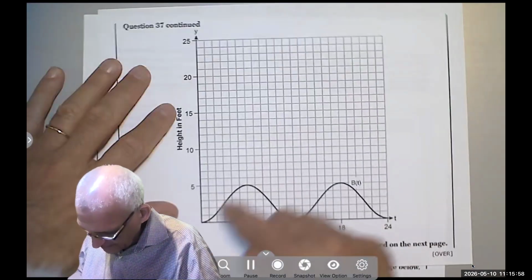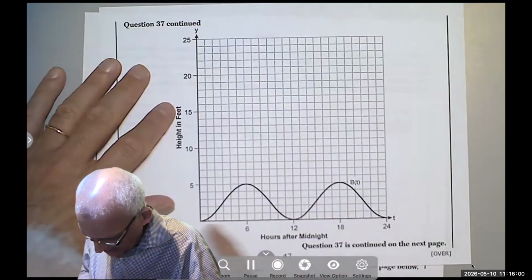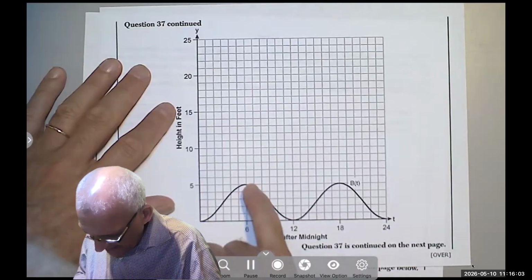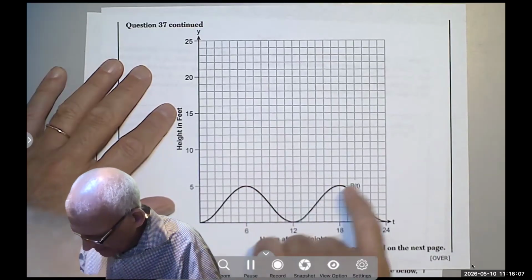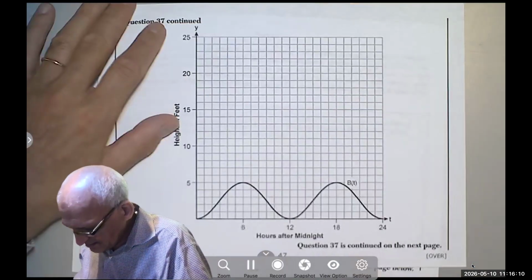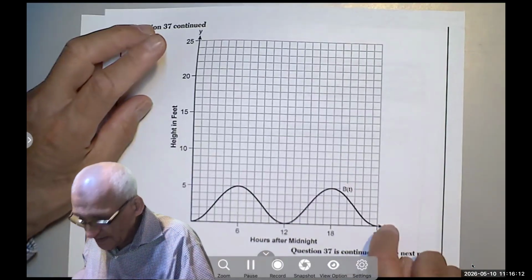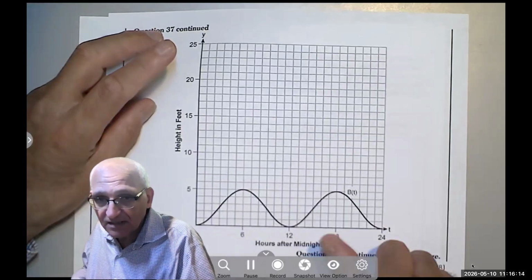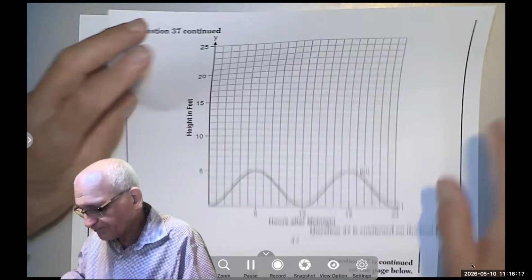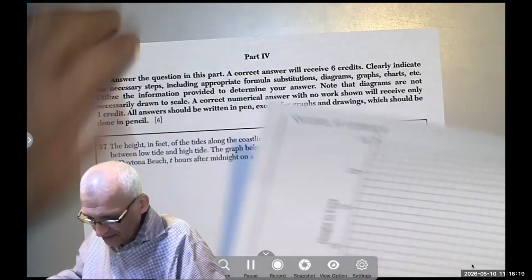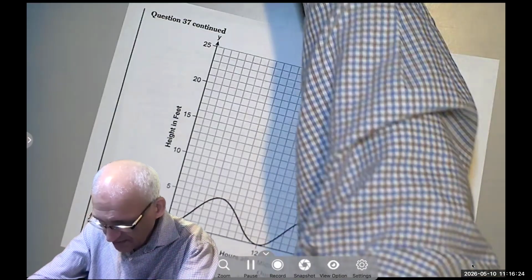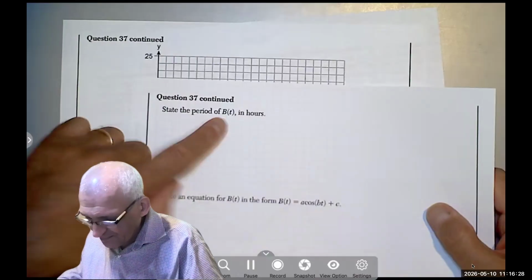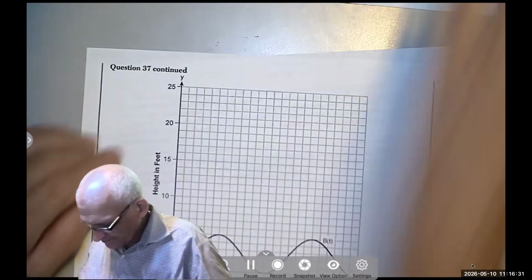This is the graph of the tide. So low tide at midnight, high tide at 6 a.m., low tide at 12 p.m., high at 6 p.m., and 0 again at midnight. Okay, so that's a full day. Now the first part of the question says, state the period of b of t in hours.